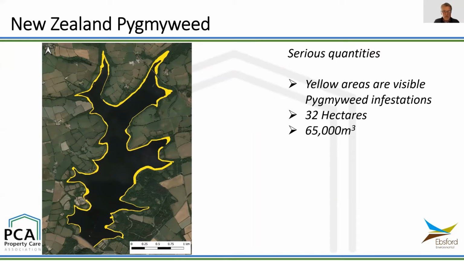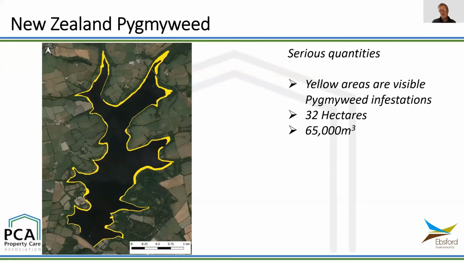Now, if you look at this picture here, the yellow is the visible New Zealand pygmyweed around a huge reservoir, and that New Zealand pygmyweed covers an area of about 32 hectares. That's just the visible New Zealand pygmyweed. So if you were to take a 20 centimetre scrape of all that visible New Zealand pygmyweed, you'd end up with about 65,000 metres cubed. Now that's a huge quantity.